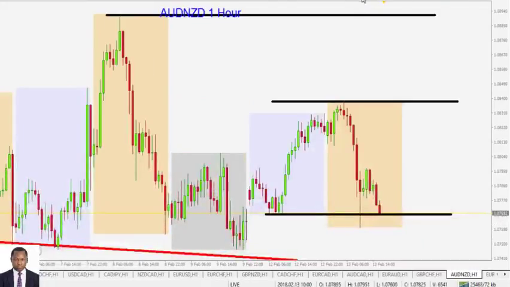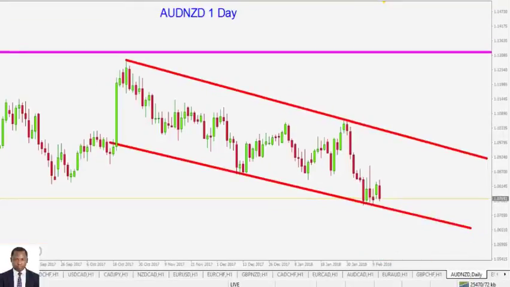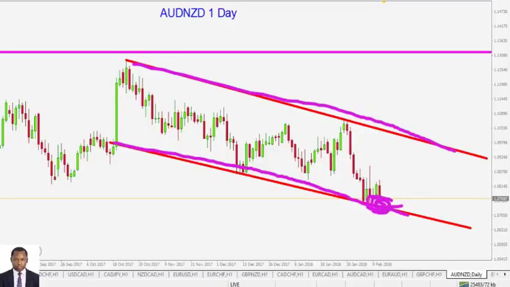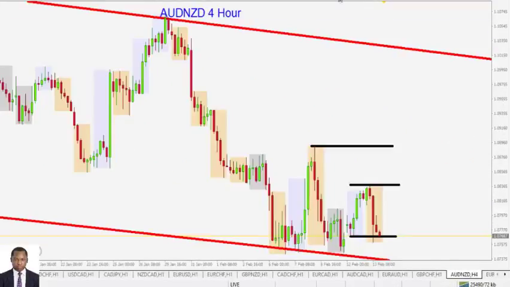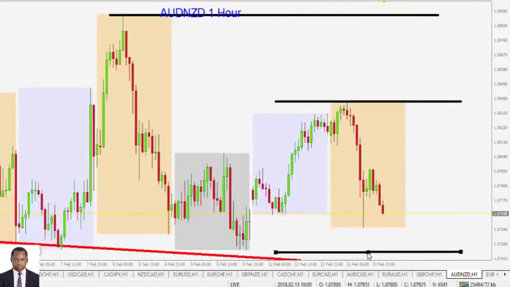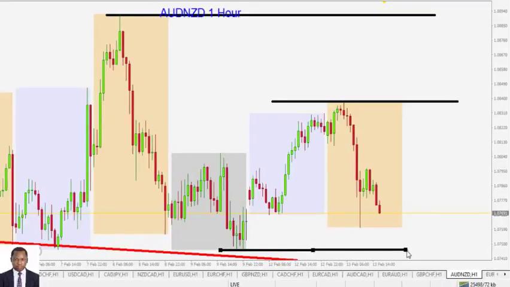Australian dollar against the New Zealand dollar. The daily time frame is a channel formation, so price is around support. Let's keep our eyes open around here, searching for potential bounces. One hour time frame. Let's keep this level.